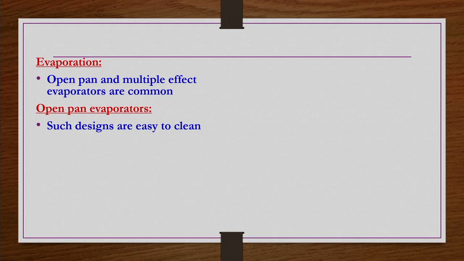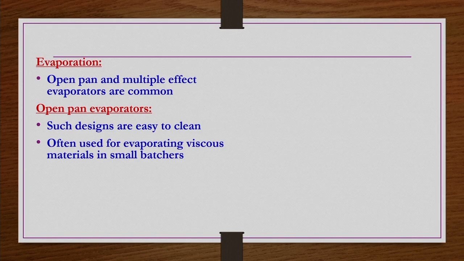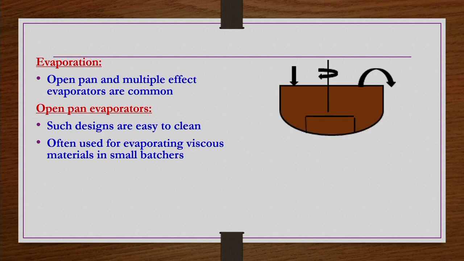So, open pan and multiple effect evaporators are very common in chemical plants. Open pan evaporators: such designs are very easy to clean, often used for evaporating viscous materials in small batches. It's a simple kind of equipment that you can see, a container where you have a liquid, viscous liquid, etc., whichever material you want to evaporate.